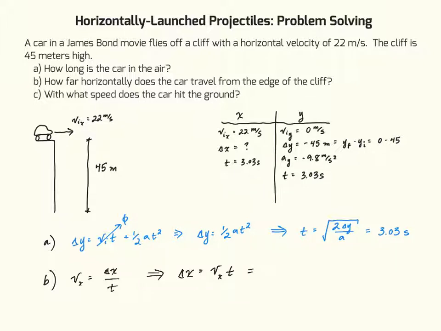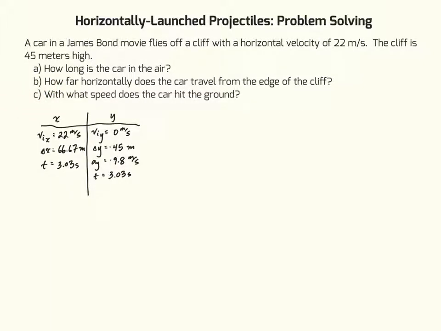And then if we plug in our known values, let me do this on the calculator here. We are going to get 66.67 meters. So that is the horizontal distance traveled by that car. Now on the next slide, I'll be working on part C.